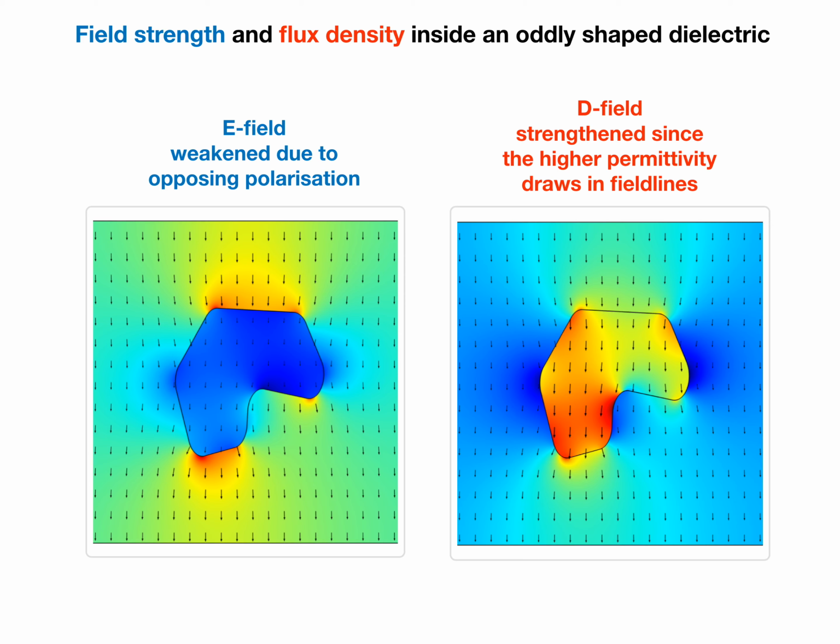On the left-hand side, the electric field is shown, and it is clear from the blue color that it is weakened in magnitude due to the opposing polarization. The high permittivity of the oddly shaped object pulls in field lines. This is the reason why the D field, the electric flux density, is strengthened inside the object. This is shown by the simulation on the right, where red indicates that the electric flux density is particularly strong in regions where the surface of the object is almost parallel to the electric field.